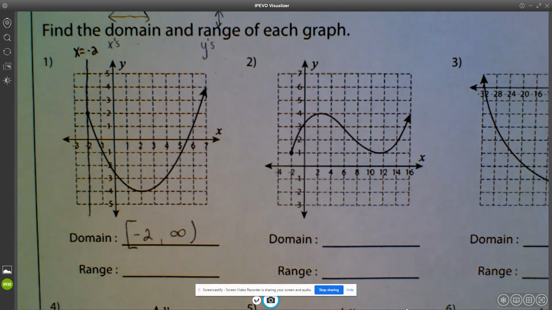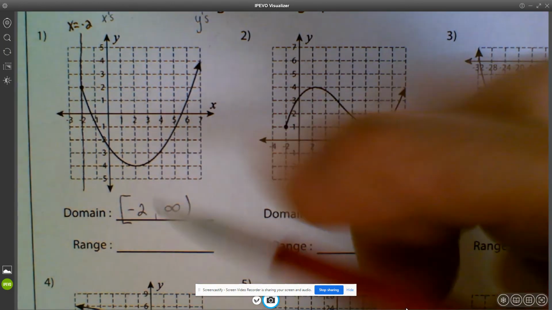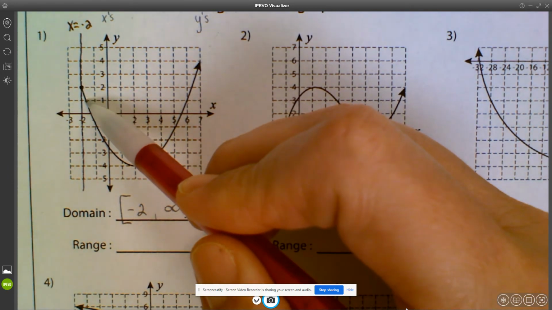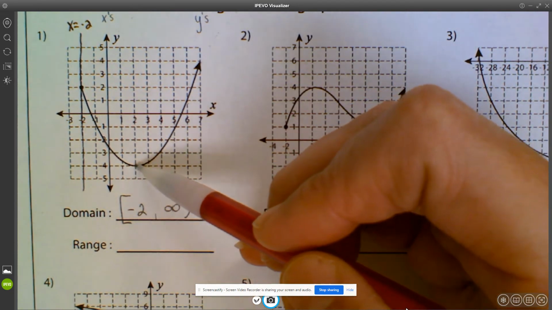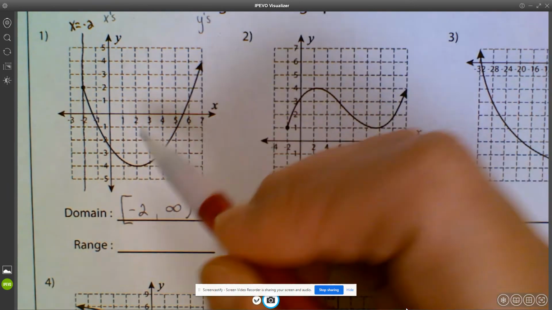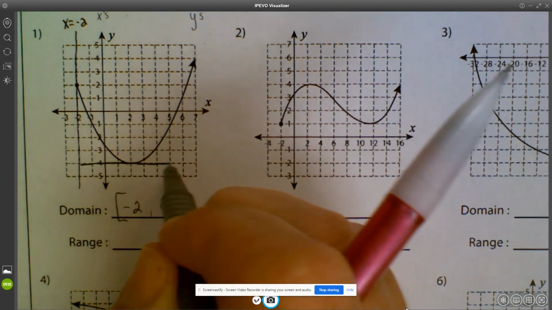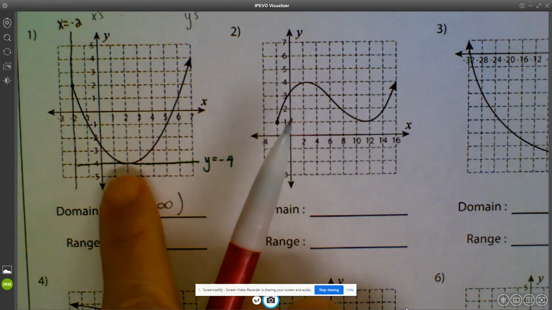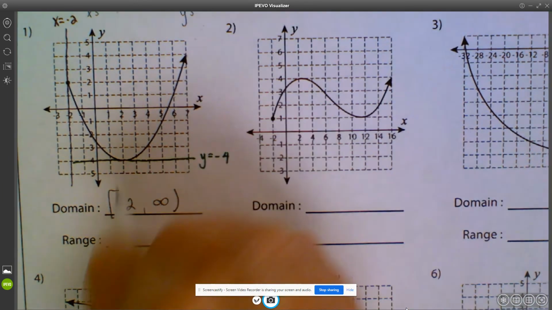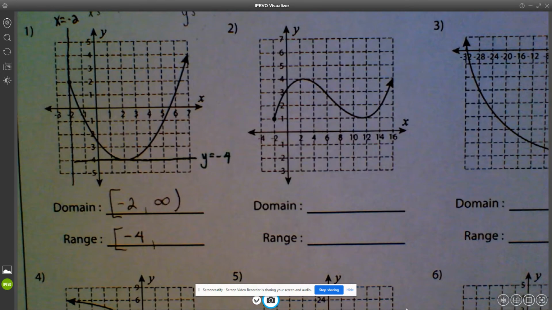All right, now let's look at the range. How low does this graph go? What is my smallest y coordinate? Well, y equals 2, y equals 1, y equals 0. Let's go a little more. y equals -3, y equals -4. But then it starts to crawl back up. So it looks like my lowest point is right here at y equals -4, and it actually touches the line y equals -4. So my lowest point is -4 inclusive.